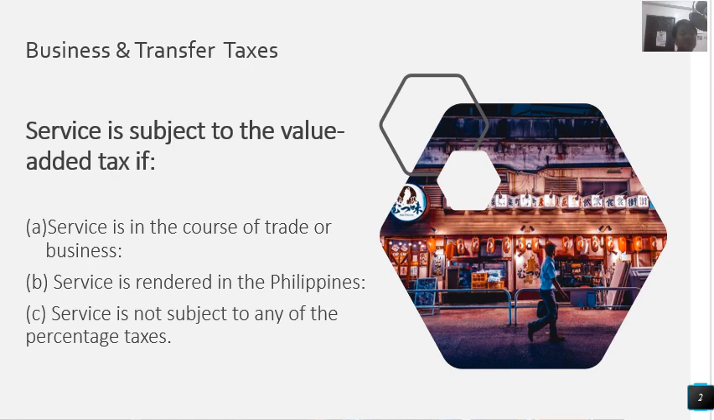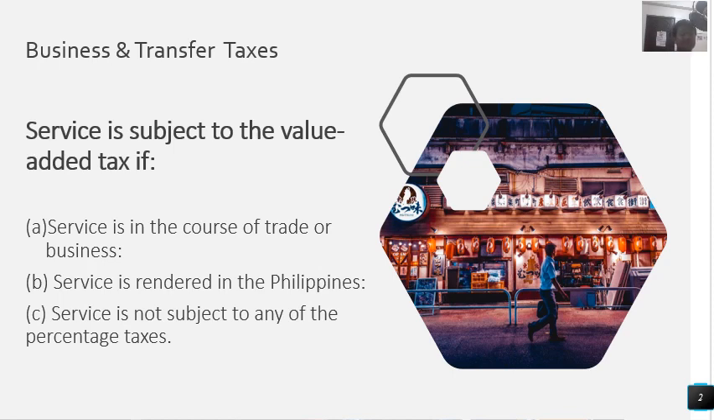Letter B, service is rendered in the Philippines. Oo, para magkaroon ng jurisdiction ang Philippine VAT, dapat yung service ay nirender sa Philippines. Kasi, di ba, meron tayong limitation na territoriality.